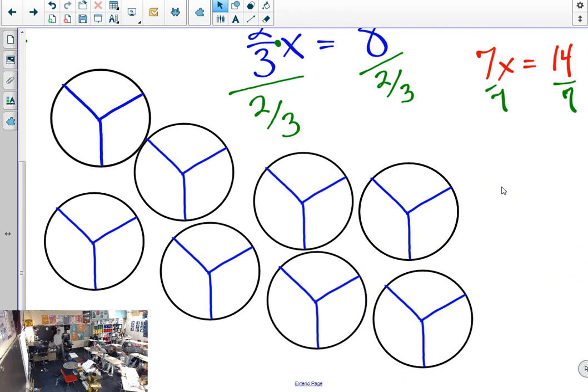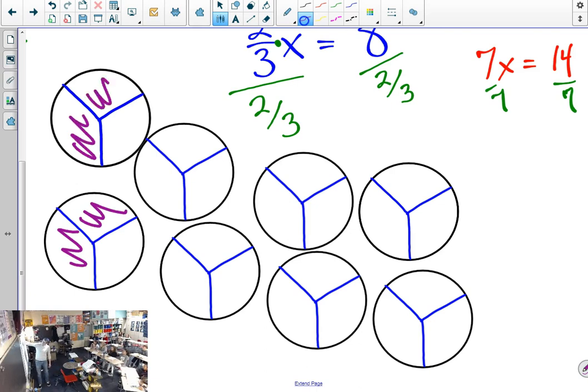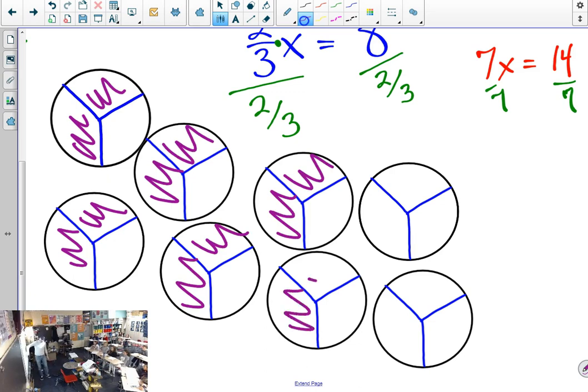So then what do I do? So we want how many 2/3? I just shade 2 of each of the 3, right? I should have done that to begin with. How many is this going to give me? 16, 2 in each, and there's 8 of them.